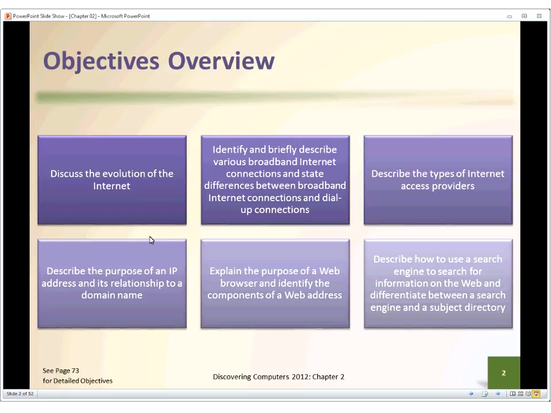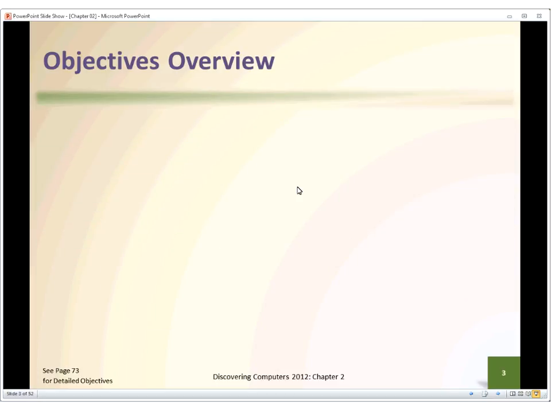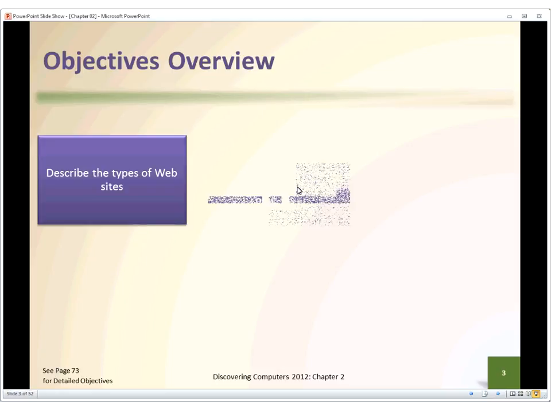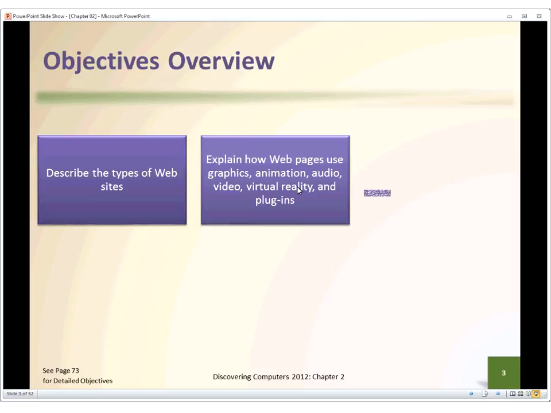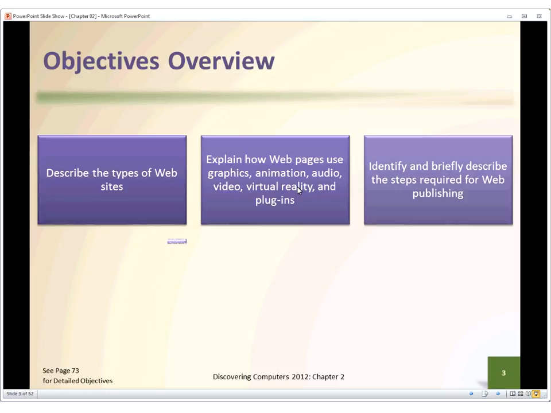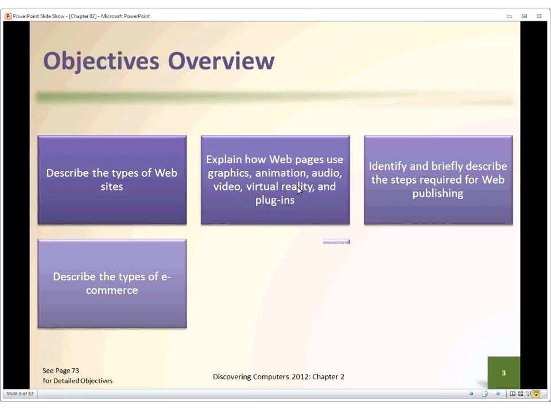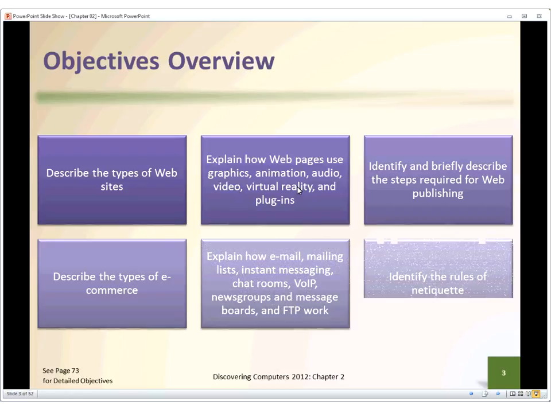The purpose of a web browser. And then how to use some of the tools on the internet, like the search engine, like Google, and to find information as well. Additionally, this chapter takes a look at different types of websites. It looks at all the multimedia that makes up the web page and how that works. How you can do web publishing. E-commerce, how businesses are now moving to the web.